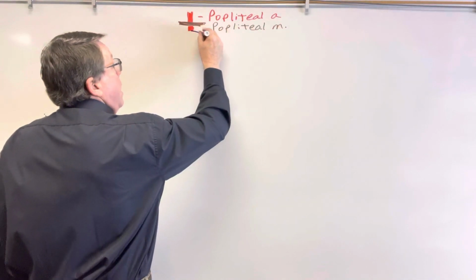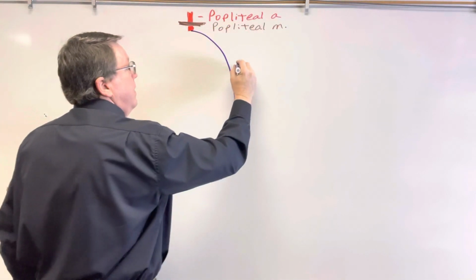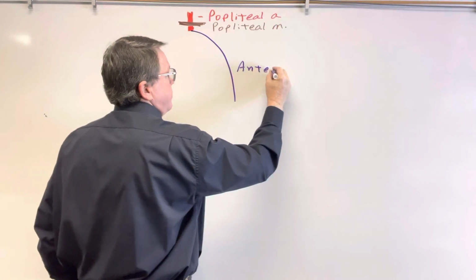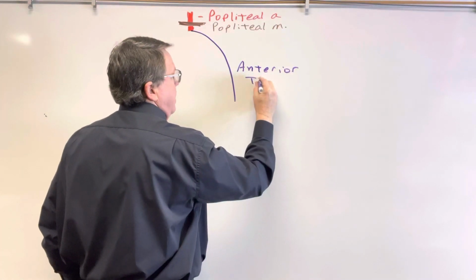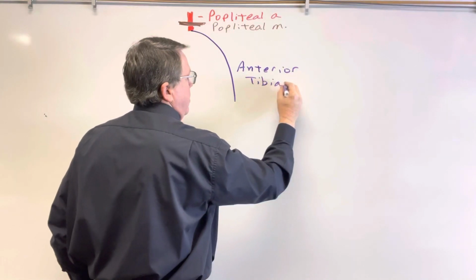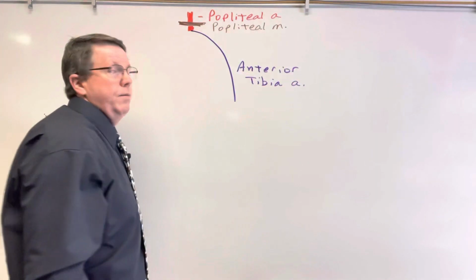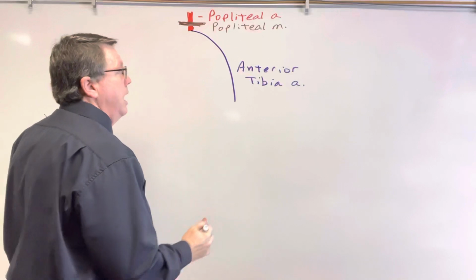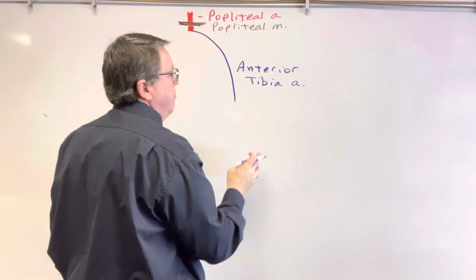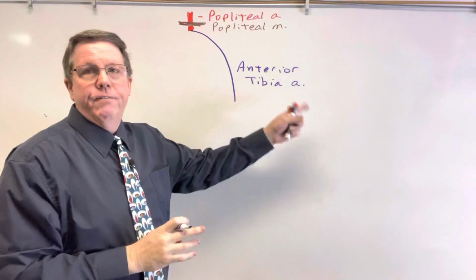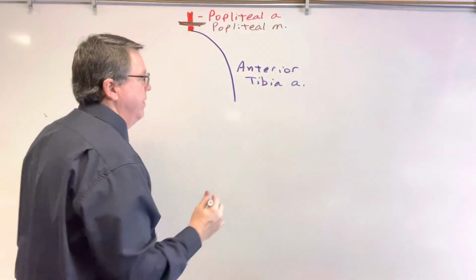So it's going to become the anterior tibia artery. Okay, so there's my anterior tibia artery. And then what's going to happen is this is going to supply blood to the front of the leg. Now I make it look like it's going off to the side. It's actually coming right down the front of the leg.